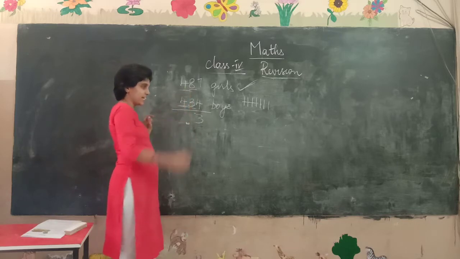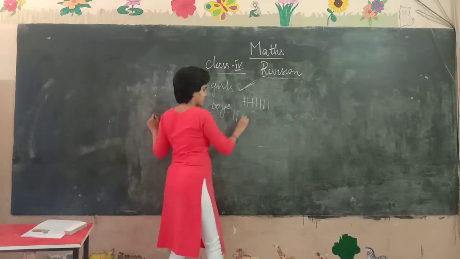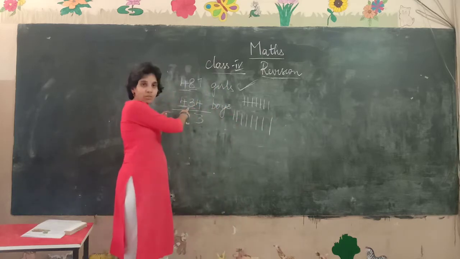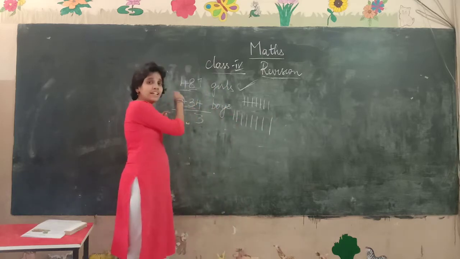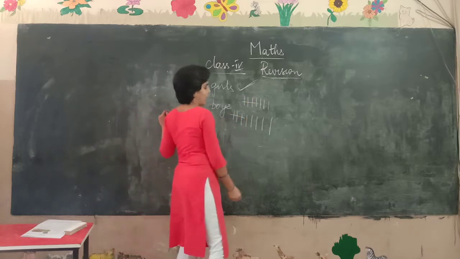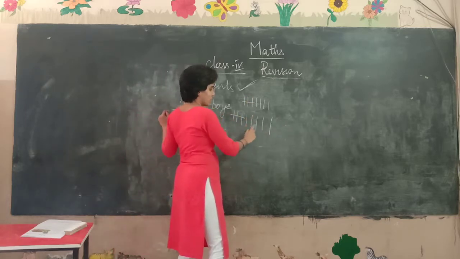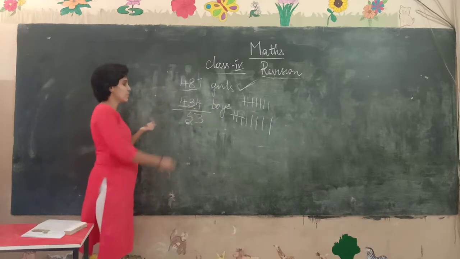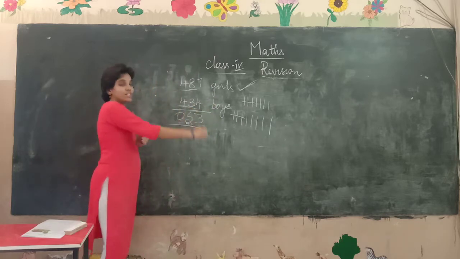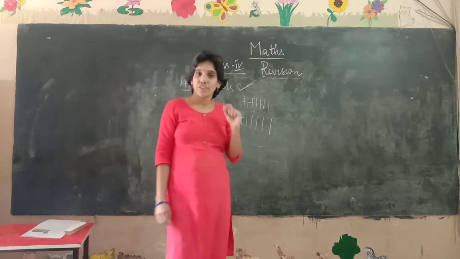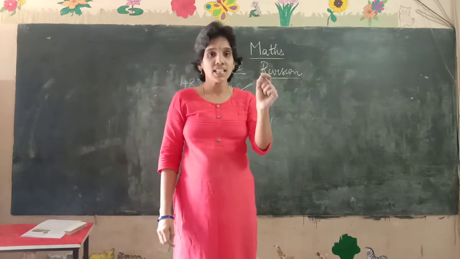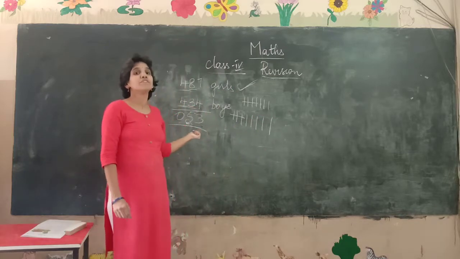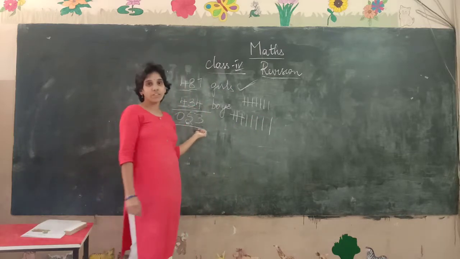Again, 8 minus 3. So draw 8 lines. How many do you need to subtract? 3. So strike off 3 lines. Count the remaining lines: 1, 2, 3, 4, 5. So 5. And 4 minus 4 is 0. So the answer is 53. So girls are more in number, and they are more by how many? 53. Is it clear, children?